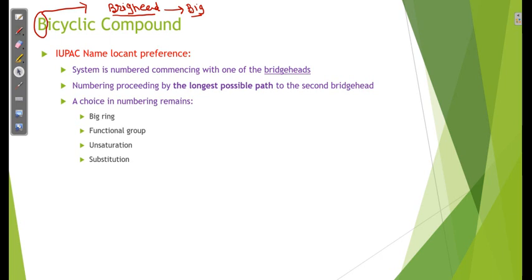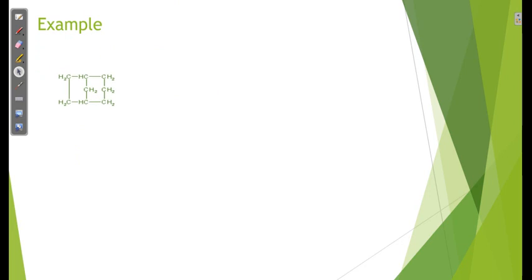These are all the rules I have written here. The main thing is to start from the bridgehead and proceed from the longest possible pathway. This is main for us. Let us take one example. Suppose this is our compound. This is ring A and this is ring B. Ring A and ring B are connected with a common atom. This is a common atom and this is a common atom. So we can say this is a bicyclic compound. So what is a bicyclic compound? Two rings attached to each other with the help of at least two common atoms.